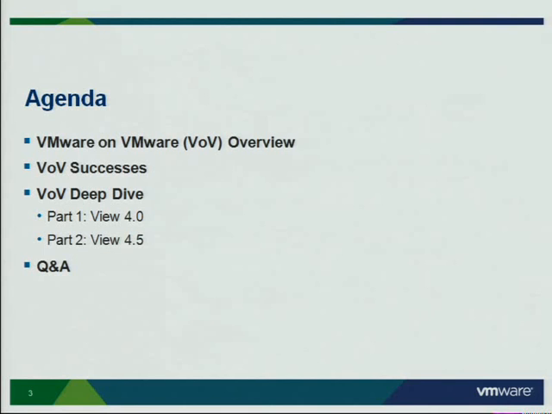So the agenda for today: a little bit of an overview on what VMware on VMware is, affectionately called VOV internally. Wasn't on board with that terminology at first, but it's kind of grown on me. Then we'll do successes that we've had, some opportunities that we have moving forward, and Tim will get into a deep dive on the architecture that we're using internally for View, both 4.0 and then moving forward to the latest release of 4.5, which I believe was announced this morning. So we can talk about it.